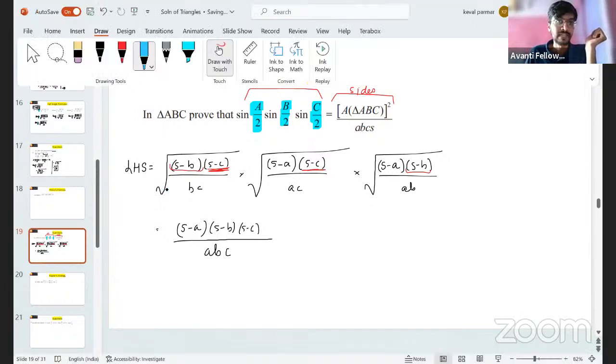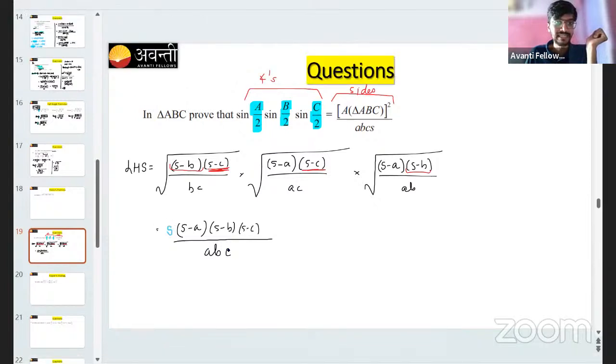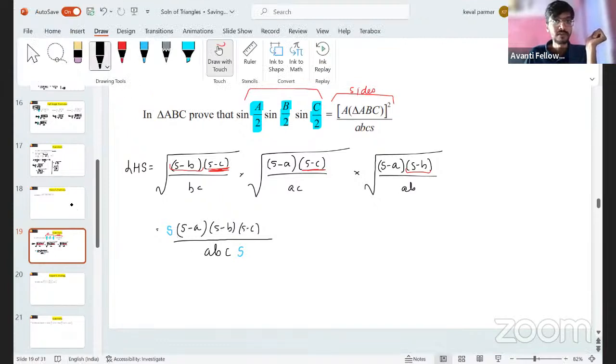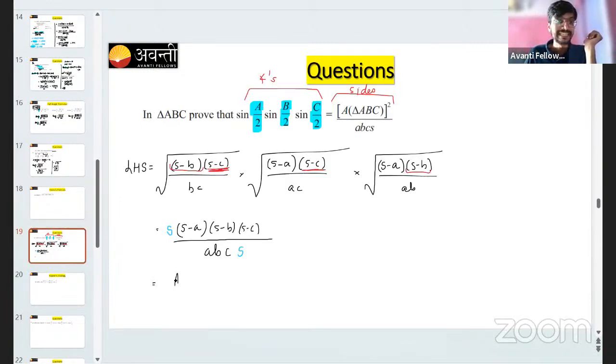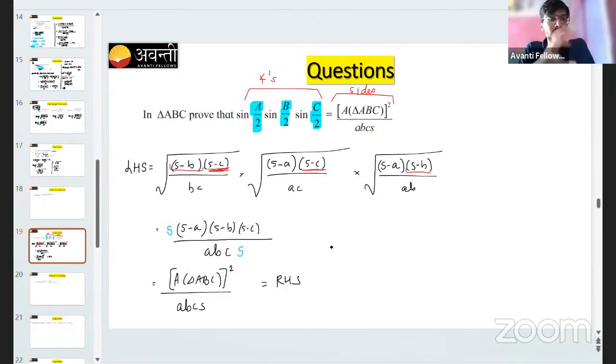So I want the RHS, meaning the area of triangle. So what I did here is I multiplied and divided by S. If you remember Heron's formula, what was Heron's formula? It was under root will give area. So if there is no under root, then it will give area square. So this is basically area of triangle ABC square upon denominator ABCS, which is equal to RHS, hence proved.